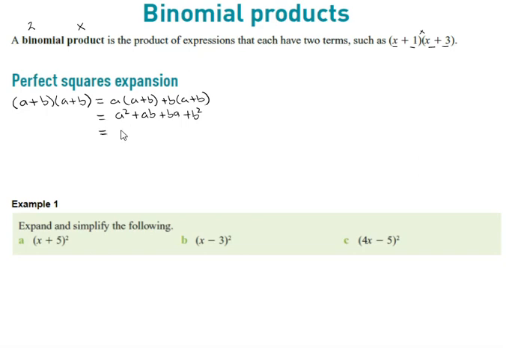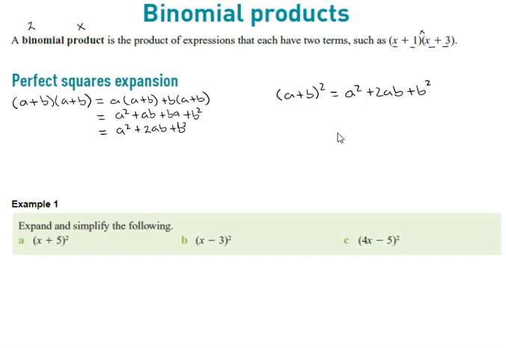Now, we simplify it. We have A squared, we have two ABs, and we have a B squared. So that is one perfect square expansion, and we normally write it out as a square, so it goes A plus B all squared equals A squared plus 2AB plus B squared.